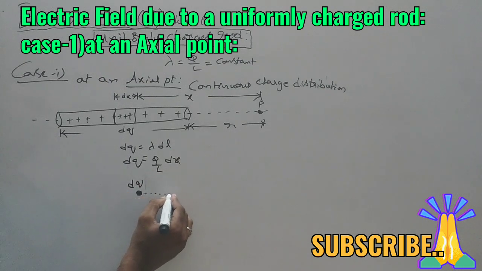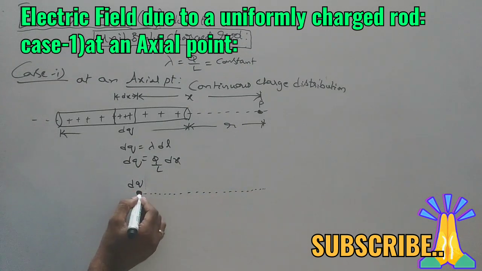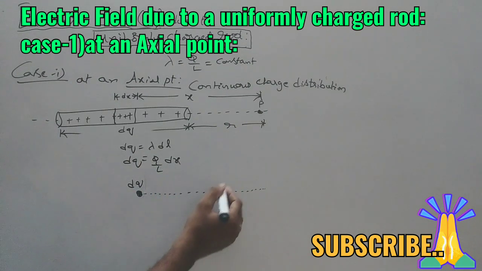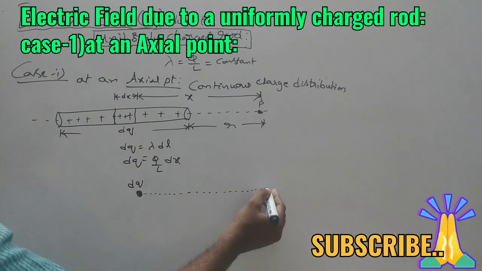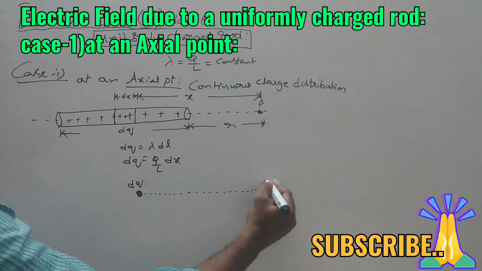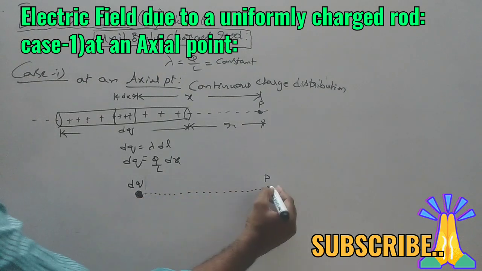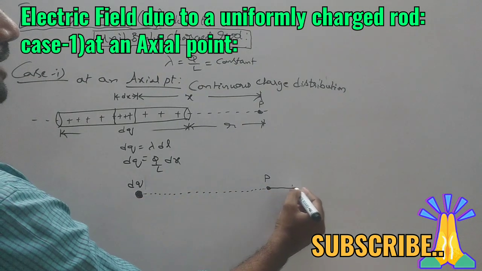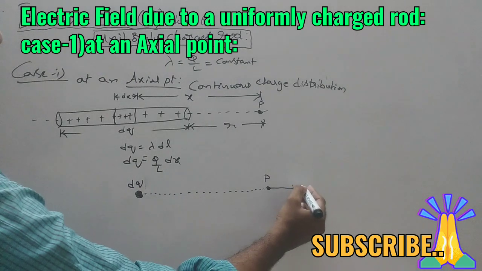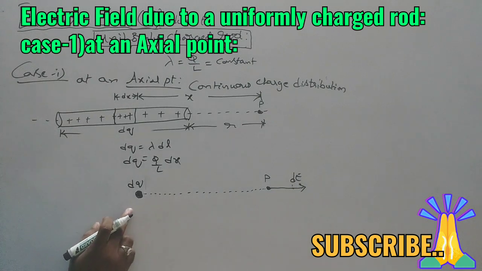Already we know that if a charge is there, the space around the charge where its influence can be felt is called the electric field. So due to this source charge, this point charge dq, at this point P, it produces an electric field dE in this direction. This is the small electric field produced by the small amount of charge dq.